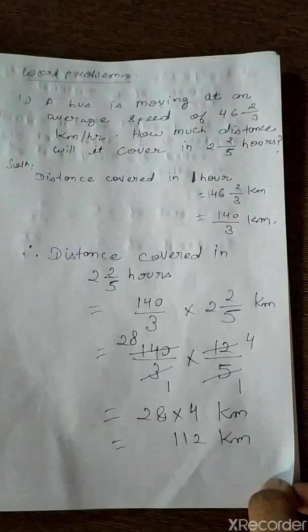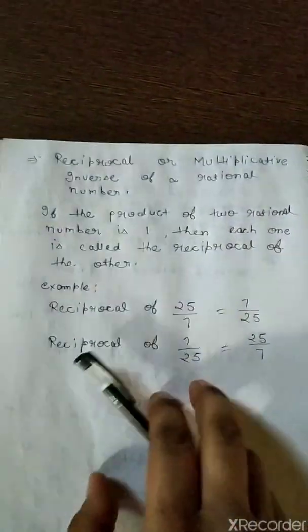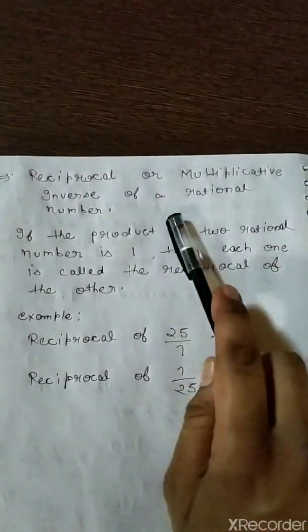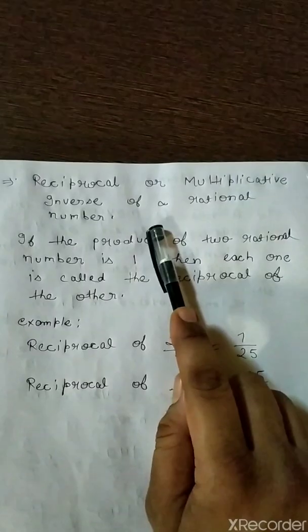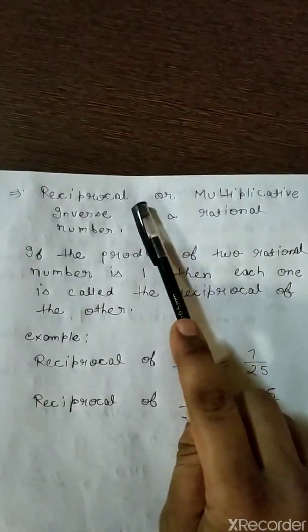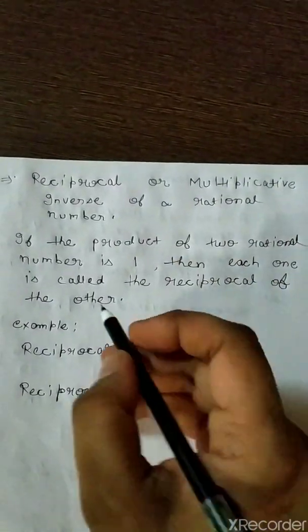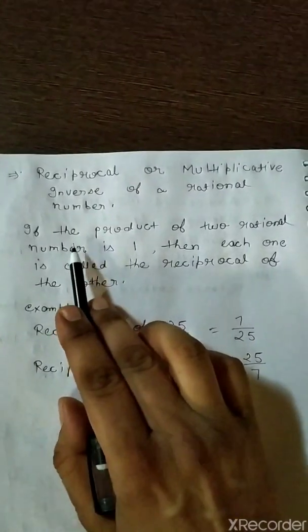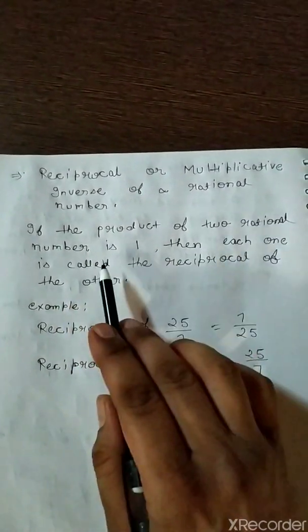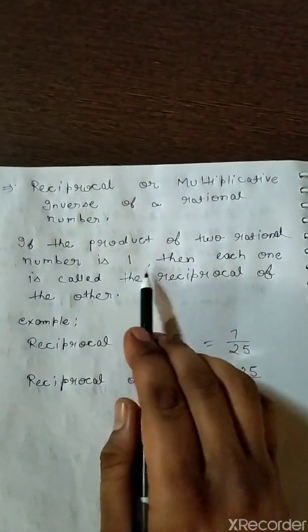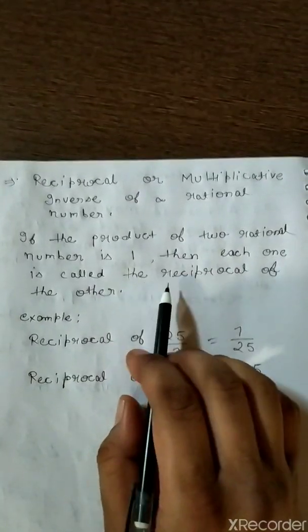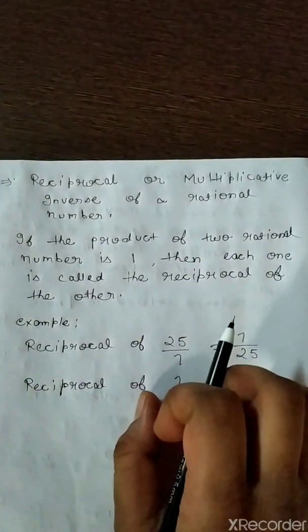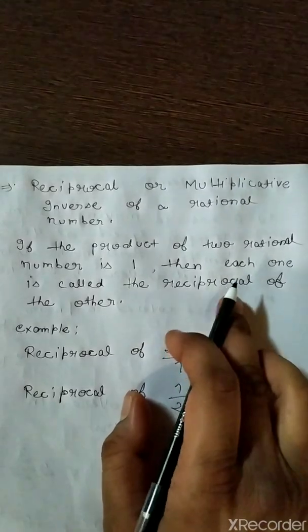Okay, now the next topic is reciprocal or multiplicative inverse of a rational number. They are the same terms, reciprocal or multiplicative inverse. So we can write the definition. If the product of two rational numbers is 1, then each one is called the reciprocal of the other. Each one is called the reciprocal of the other.